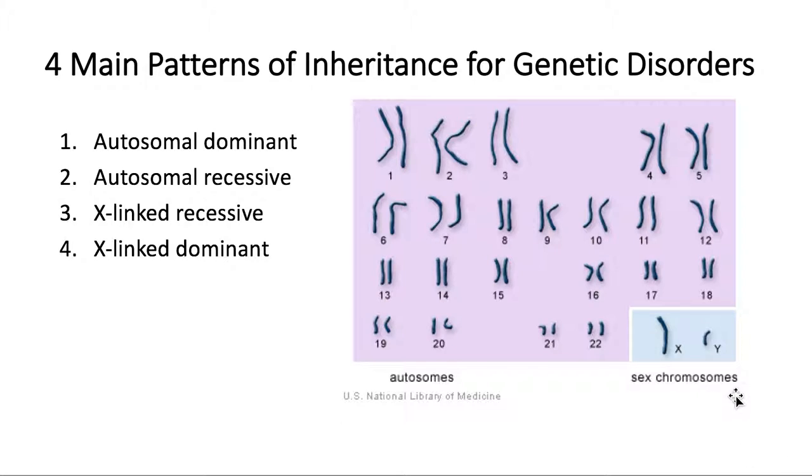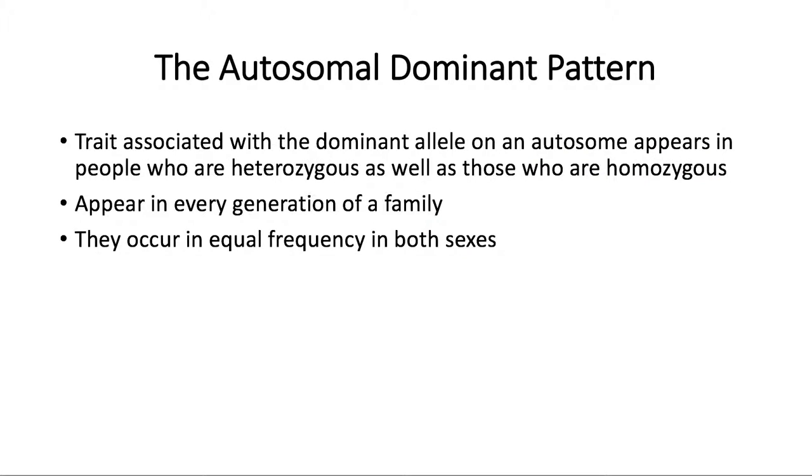The sex chromosomes are X and Y, and we're going to look at certain diseases that run on this X chromosome that are linked to the X chromosome, and those diseases typically will affect males more often than females. The first type is the autosomal dominant inheritance pattern. A trait associated with the dominant allele on an autosome appears in people who are heterozygous as well as those who are homozygous. They appear in every generation of a family, and they occur in equal frequency in both sexes.